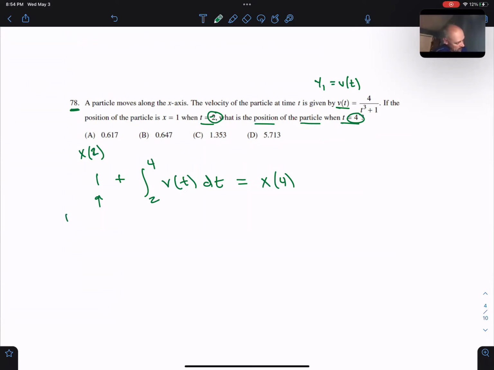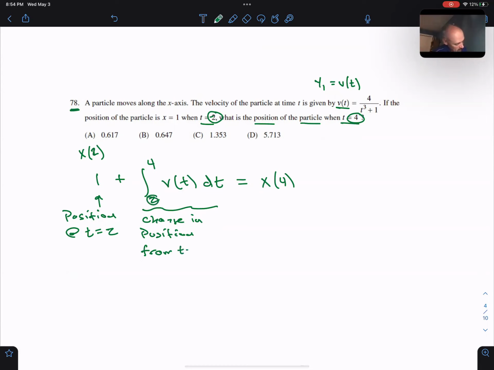So we can think of it this way. The position at t equals 2. What's this giving us? This is giving us the change in position from when to when? From lower bound t equals 2 to upper bound t equals 4. Well, that makes sense. The position at time 2 plus the change in position from 2 to 4 is going to give us the position at t equals 4. That's what we're asked to find.